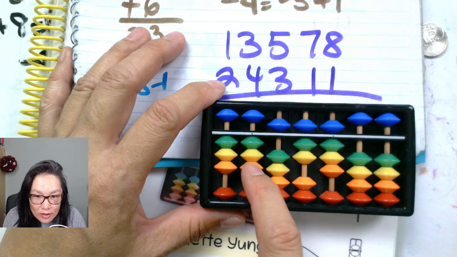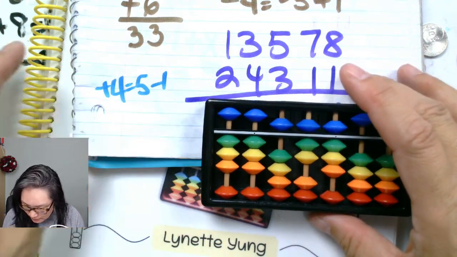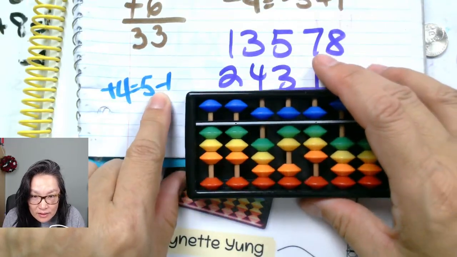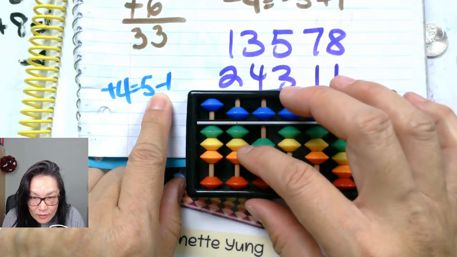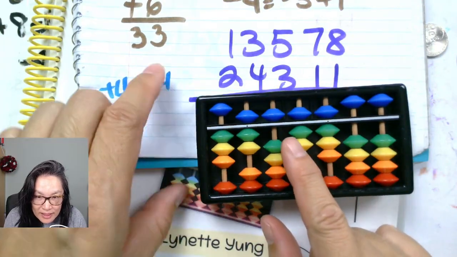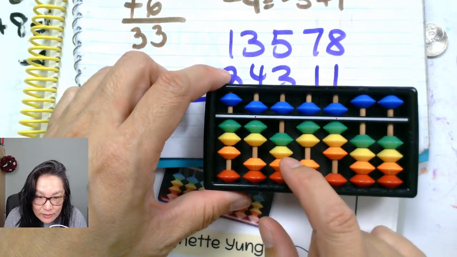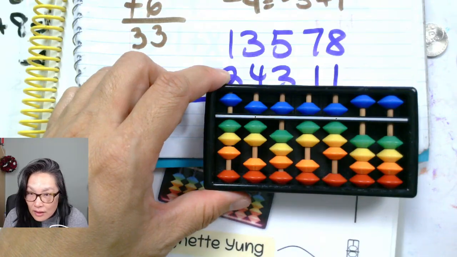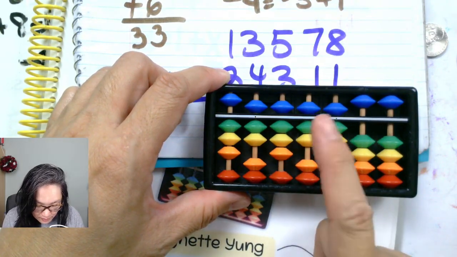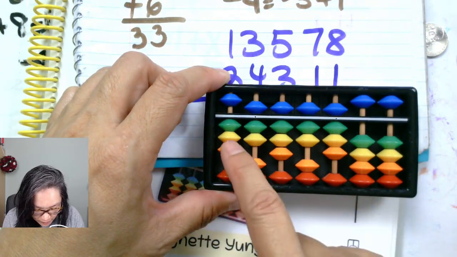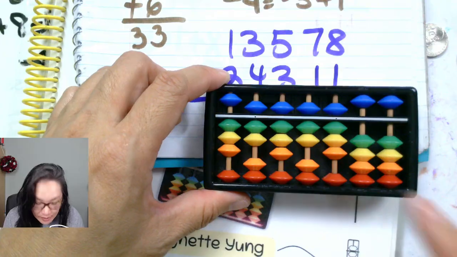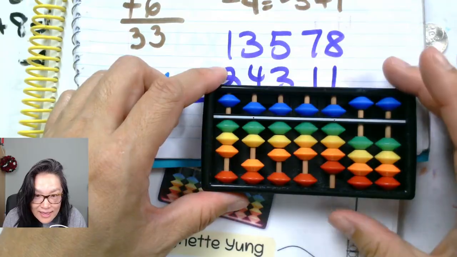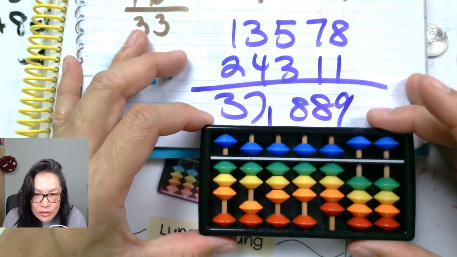So how do we add the 4? We know how to add the 4. Right here: plus the 5 minus the 1. Add the 5, take away the 1. Then my next one is what? Add the 3. Can we add the 3? Yes, we can. Then we add 1, we add another 1. That's it. That's the answer. What's the answer?